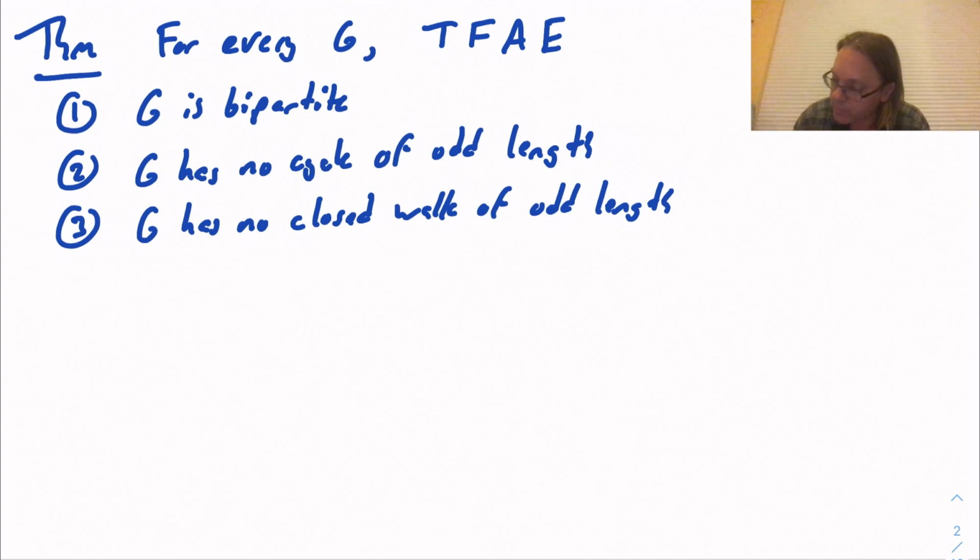I'm not sure how much of this proof I'm going to manage to write here. At least I'll do the first part. So in order to prove this, we'll prove that condition 1 implies condition 2, condition 2 implies condition 3, and condition 3 implies condition 1. If we've done that, then we've established that all three of these statements are equivalent. If any one is true, then all three will be.